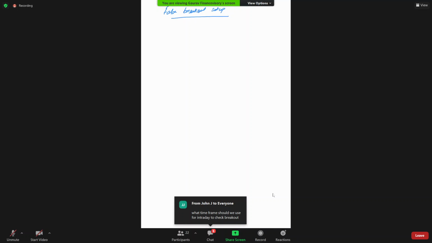What time frame should we use for intraday to check breakouts? 1 minute, 2 minute, 3 minute time frame is the ideal time frame in intraday to go for breakouts. Find breakouts in 1, 2, or 3 minute time frame.